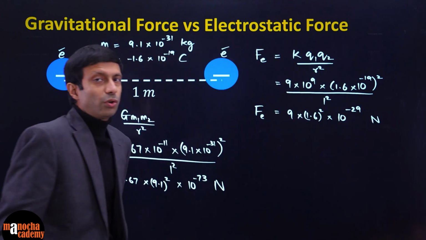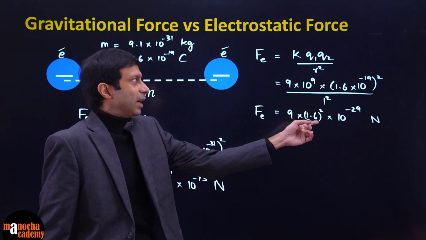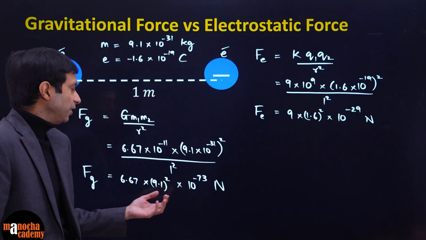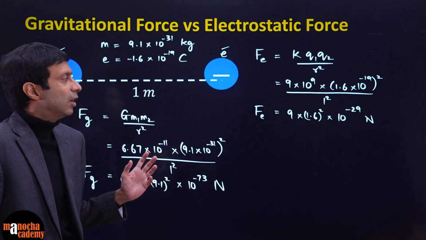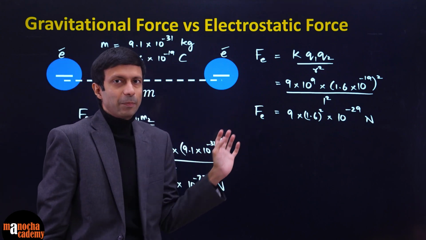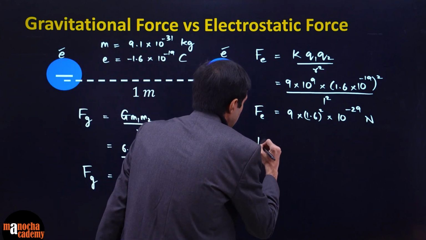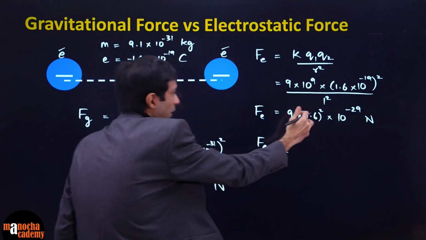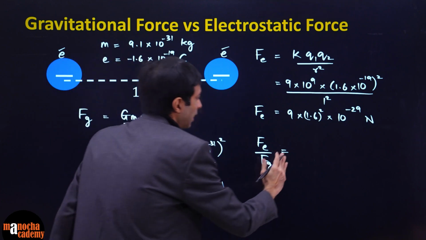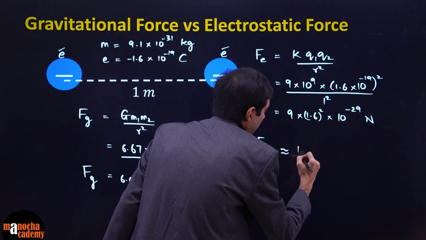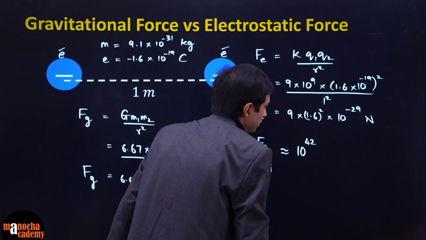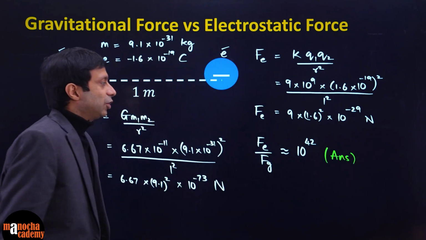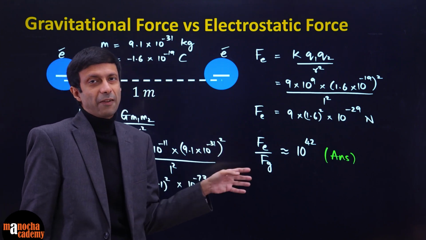So clearly, guys, who's the winner? It is electrostatic force, right? Because it's only 10 to the power minus 29. Here you have 10 to the power minus 73, and of course there are some numbers in front, right? So to get a better feel, we can simply take a ratio of Fe by Fg. Calculate the ratio of these two numbers, and you'll see that approximately it is 10 to the power 42. The ratio of the electrostatic force to the gravitational force.